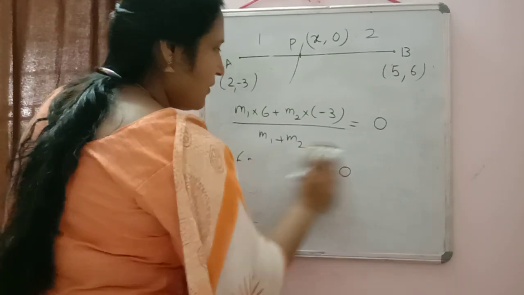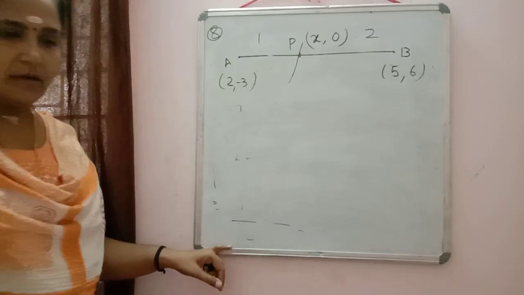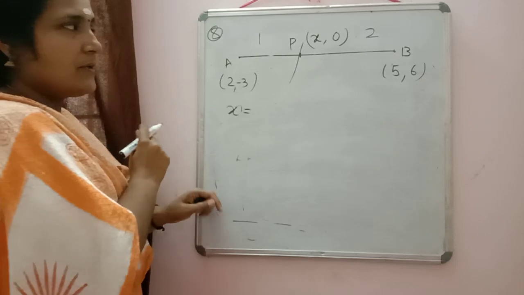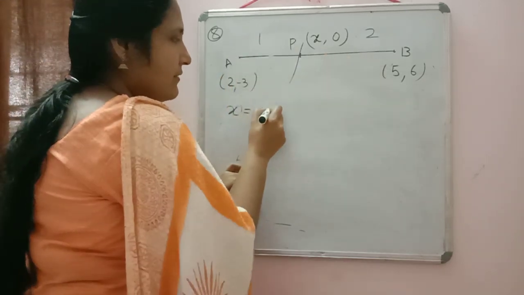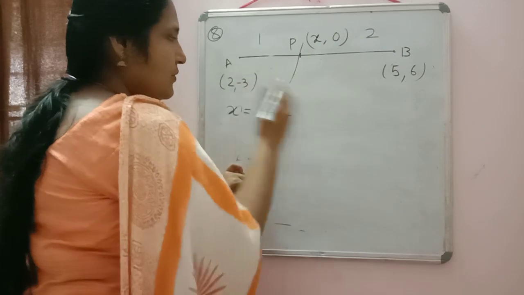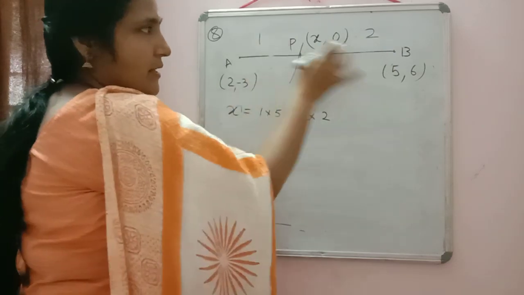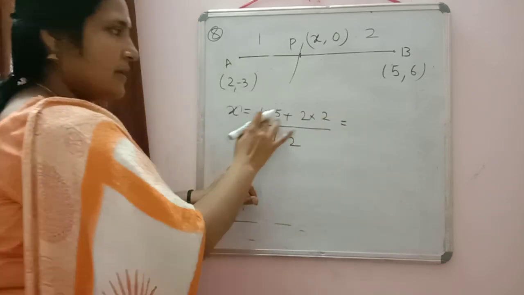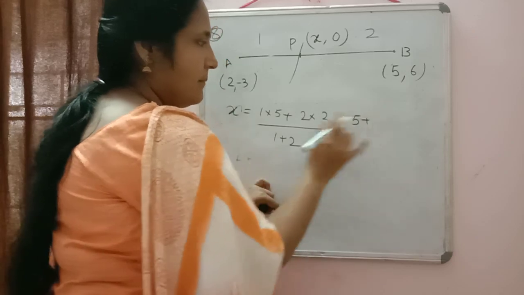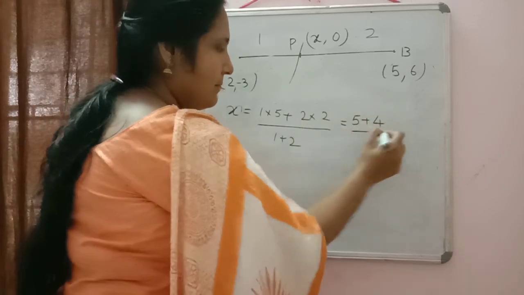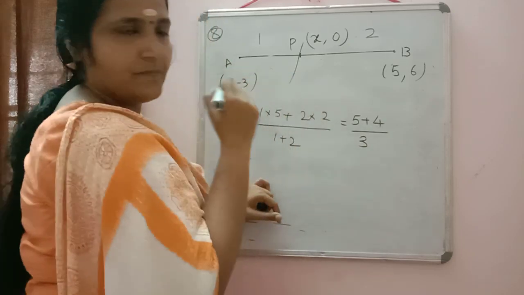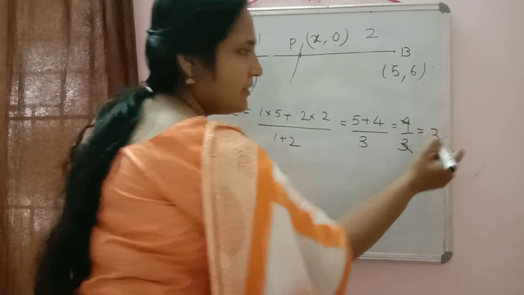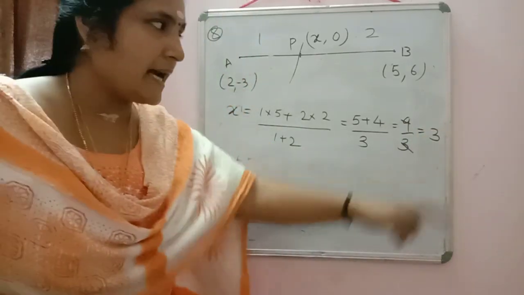Now we have to find out the point of division also. So we can check what will be the value of x. X is equal to 1 into 5 plus 2 into 2, by 1 plus 2. 1 into 5 is 5, plus 2 into 2 is 4, by 1 plus 2 is 3. 5 plus 4, 9 by 3 is equal to 3. So we got the value of x as 3.